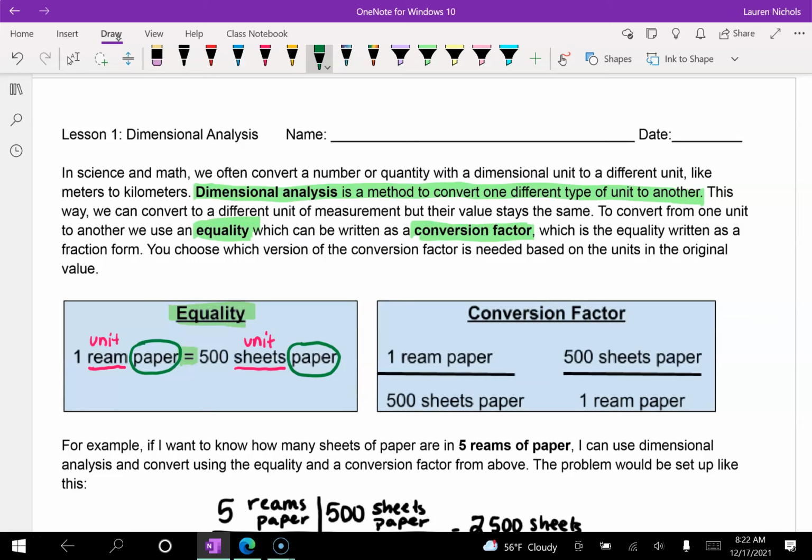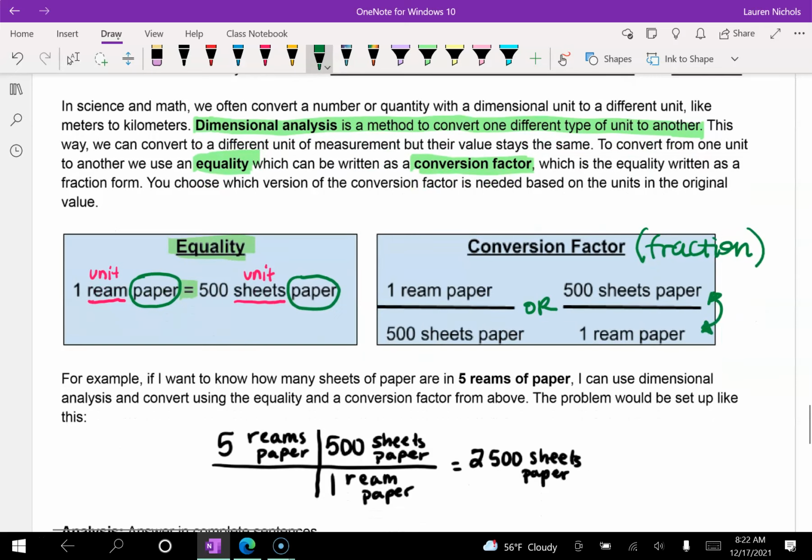And so as a conversion factor, what this means is we're writing it in its fraction form. So we can see that we have 1 ream of paper over 500 sheets of paper, or 500 sheets of paper over 1 ream of paper. So it can be written in either way. It's just flip-flopped in each version, but it's the same value.